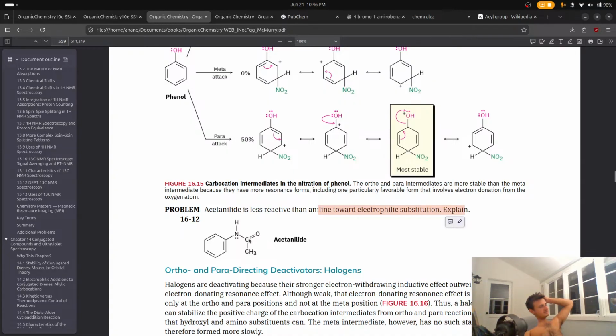There is both. Well, no, there is a resonance withdrawing effect of the carbonyl, so that there is less resonance donation by the nitrogen.